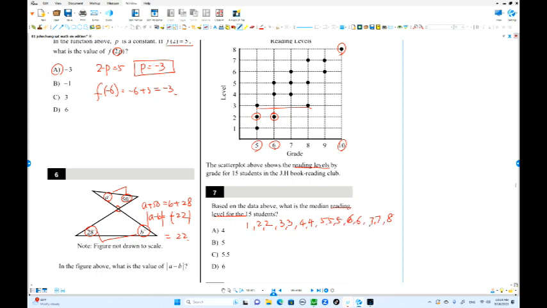So who is in the middle? 1 plus 15, divided by 2, the 8th student. 1, 2, 3, 4, 5, 6, 7, 8 students. These guys. Or you can count from the bottom, the level of it. 1, 2, 3, 4, 5.